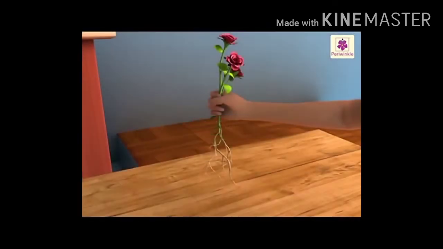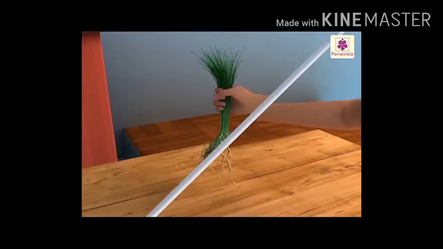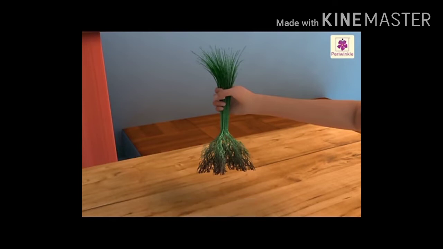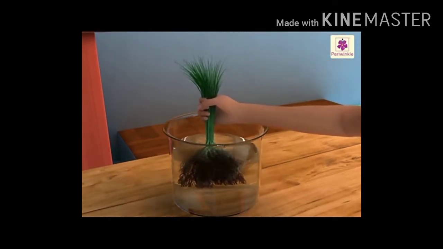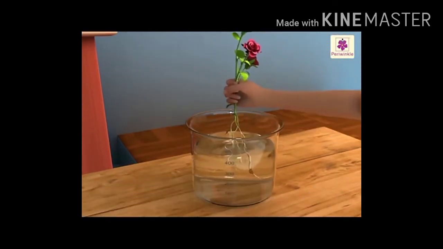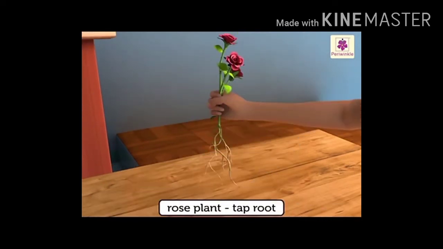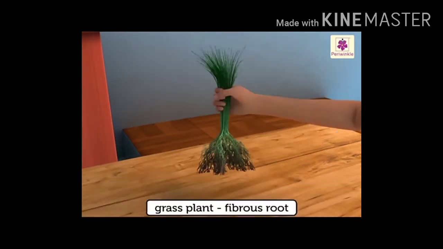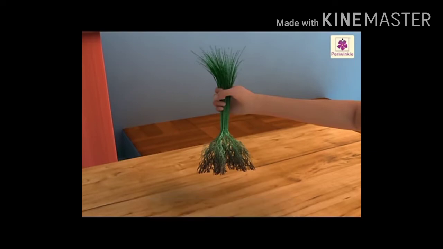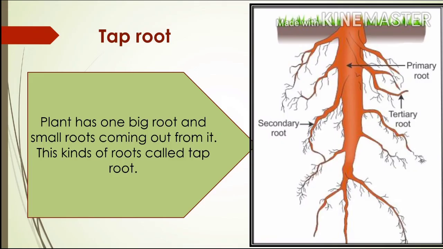Activity. Take a small rose plant and a grass plant. Wash the soil from the roots and observe. On comparing the roots, you will observe that the rose plant has taproot, whereas the grass plant has fibrous root. In taproot, the one big main root is known as the primary root and the other smaller roots coming from it are known as secondary roots.